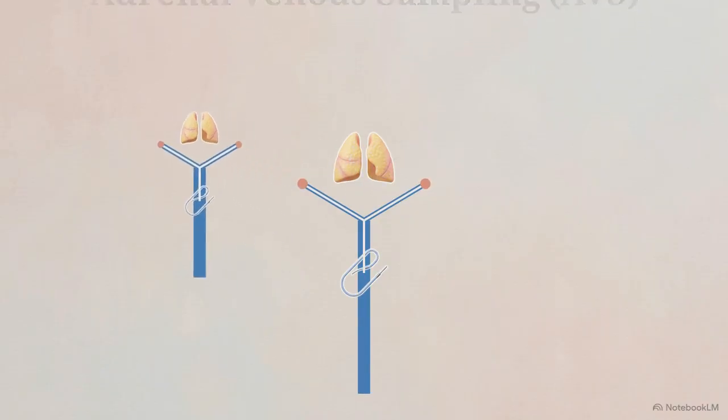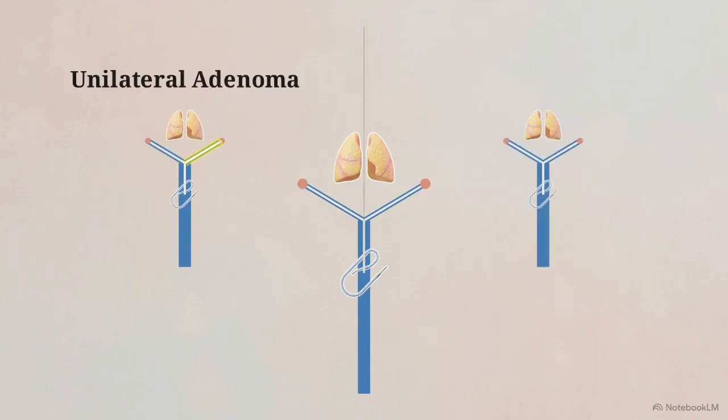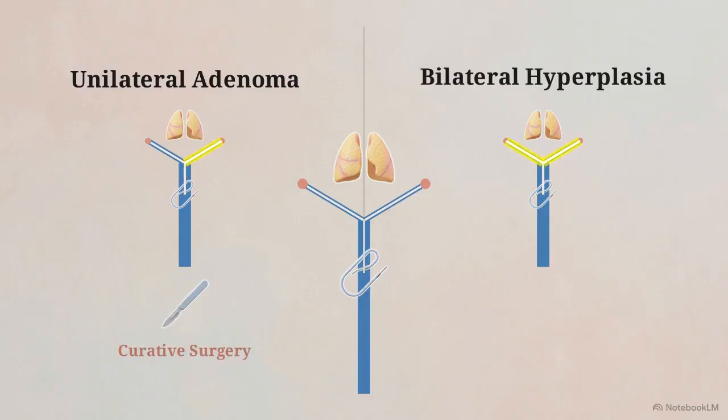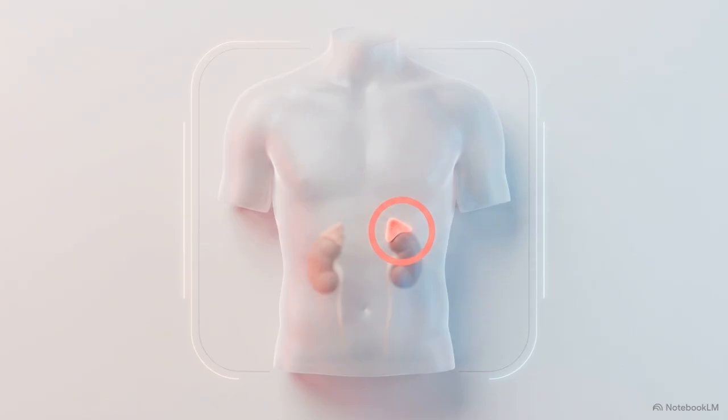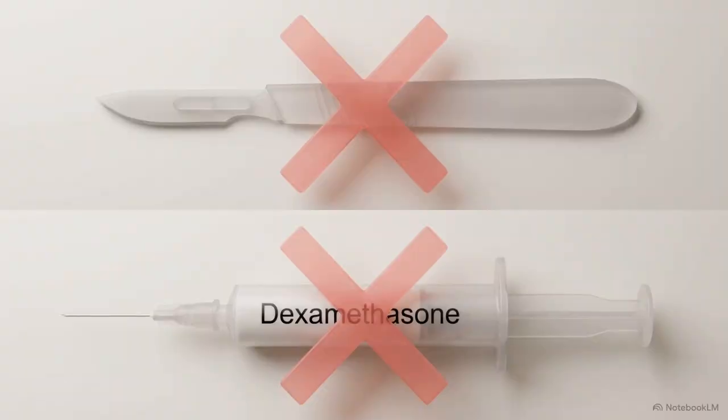If the sampling shows a high aldosterone concentration on one side only, you have identified a curable unilateral adenoma. If levels are high bilaterally, it is hyperplasia. Surgery is contraindicated here. The patient requires lifelong aldosterone antagonists like spironolactone. In a clinical simulation featuring a 45-year-old male with an ARR of 35 and a 1.5 centimeter left adrenal nodule on CT, an immediate left adrenalectomy is a dangerous trap.